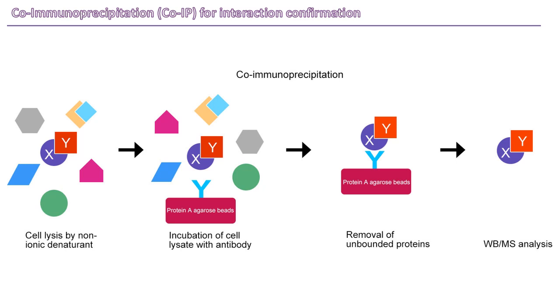Another method to determine the interaction in plants is the co-IP. The principle of co-IP is that if X and Y interact and we can pull down X, which means that we can pull down Y also, and we can see the presence of Y in the Western blot. If we cannot see the presence of Y, which means that X and Y do not interact.